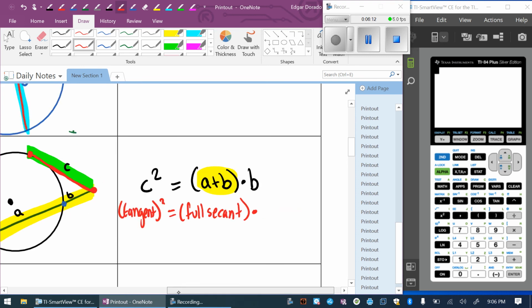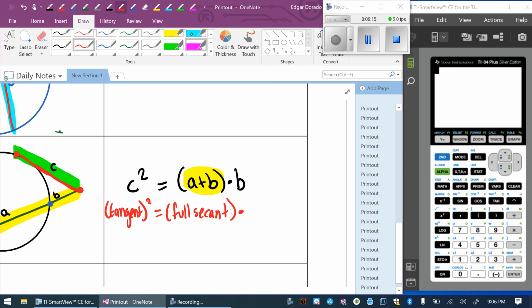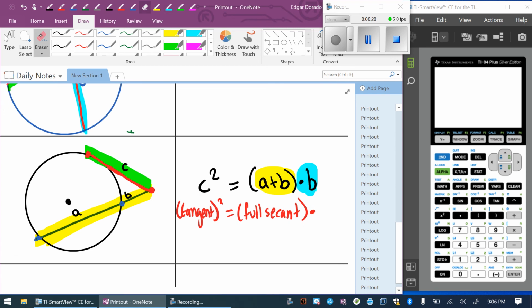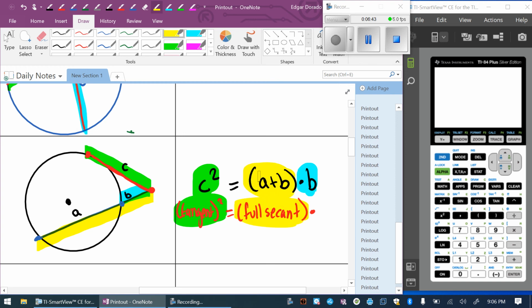times B, which was just the external portion of that secant segment. So let's go ahead and highlight that here. That's just this piece right here, okay? So let's make sure we understand all three pieces of this equation, guys. So tangent squared, that's this part right here. C squared is basically the tangent squared, equals the full secant, which is A plus B, and times the external portion of the secant, so just part B.